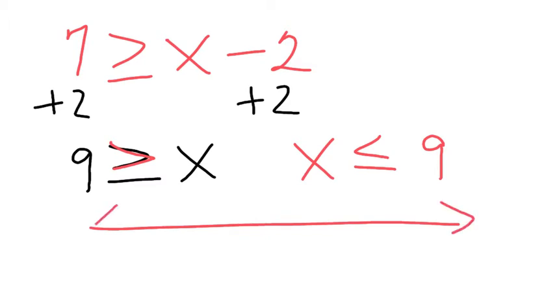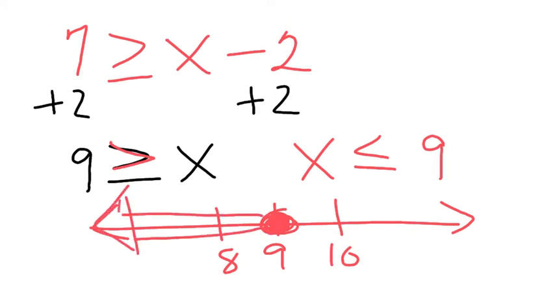So we need 9 on our graph, and 8 and 10. And then we need a filled-in circle, because that's a fancy sign, remember? Fancy sign, filled-in circle. And then we need to go this way. See how you would have missed it if you had left it here? If you had left it like this, you most likely would have colored this side of the graph. So make sure your x is first when you're trying to graph it.